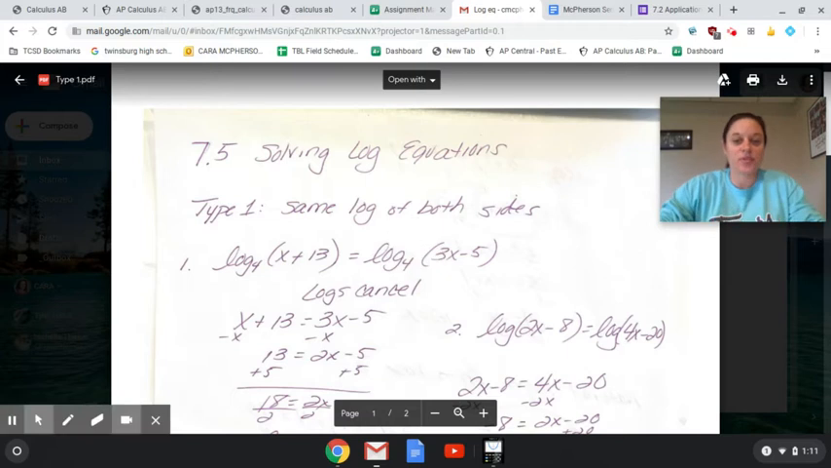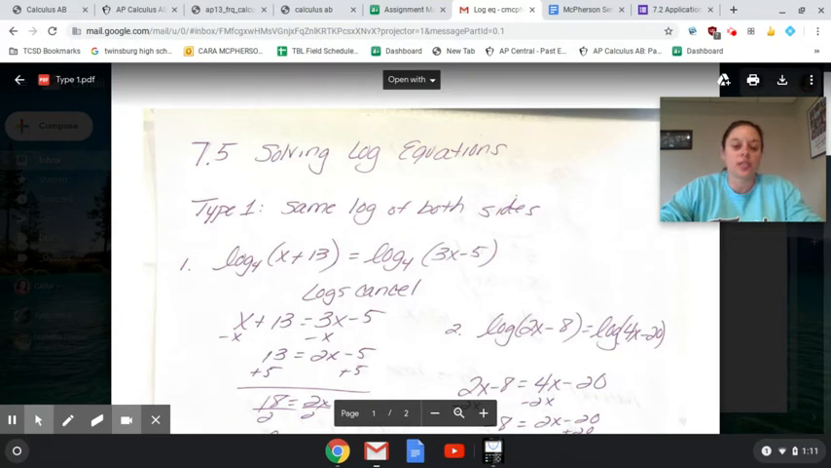Hello, Algebra 2. I am going to get you through the next section, which is 7.5. It is actually the last section we're going to do in this particular chapter. This chapter is focused on exponentials, exponential growth, and then logarithms. So the last thing that we're going to do in this chapter is talk about how you solve an equation that has a logarithm in it.